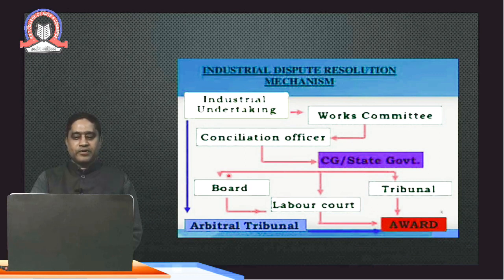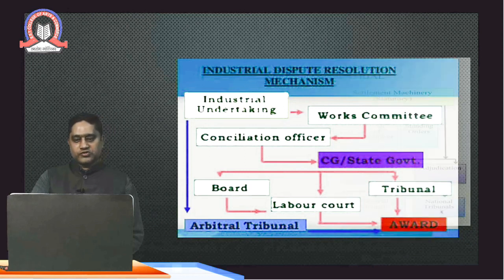Under the labor board, there would be the labor court. The labor court would also be awarding the judgment, that decision would be called an award. If a matter goes to the national tribunal or the labor tribunal, they also give the judgment, which is called an award. So an award would be from the tribunal, from the labor court, or from the arbitral tribunal, and the whole process would be called an award. It could be an award to the employer, or an award to the employee also.